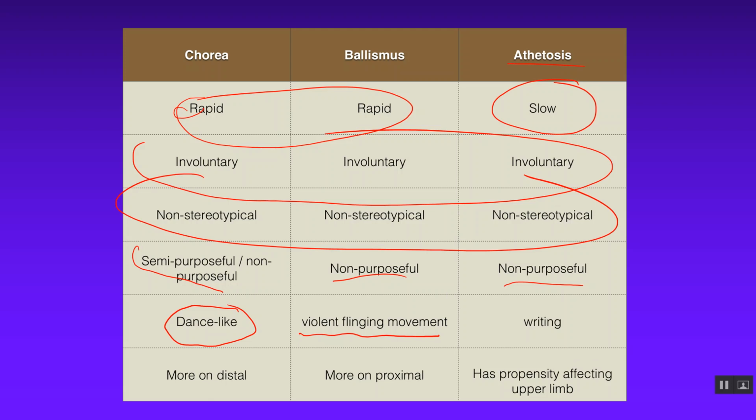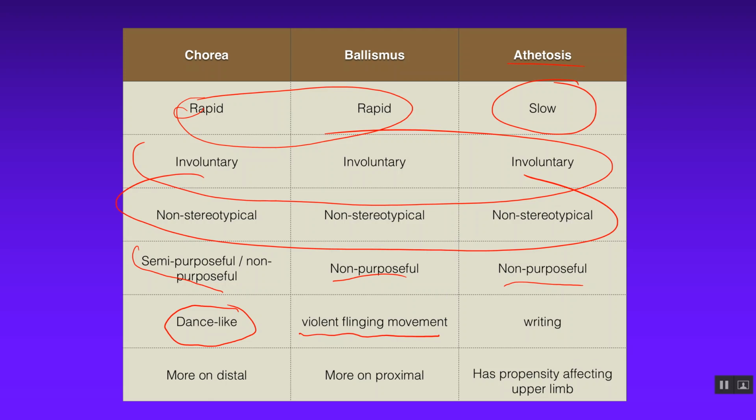Ballismus is usually always on one side of the body. The arm, more arm than leg, or more leg than arm, depending on the lesion location, the subthalamic nucleus. But it's usually only on one side of the body. Chorea involves all four limbs typically, or it's bilateral in nature. It might be bilateral face, bilateral arms, bilateral legs, but chorea is more bilateral.